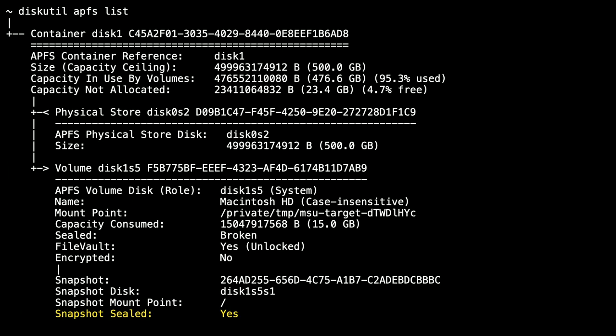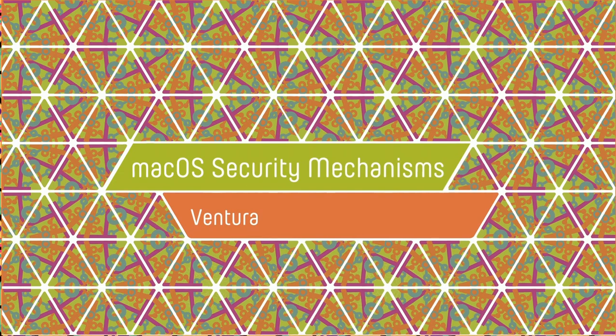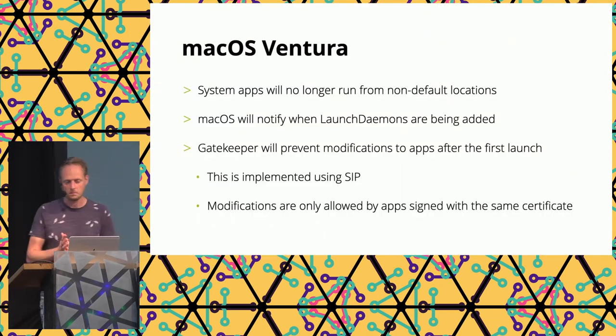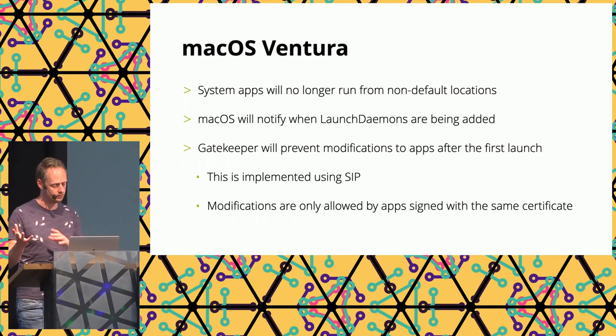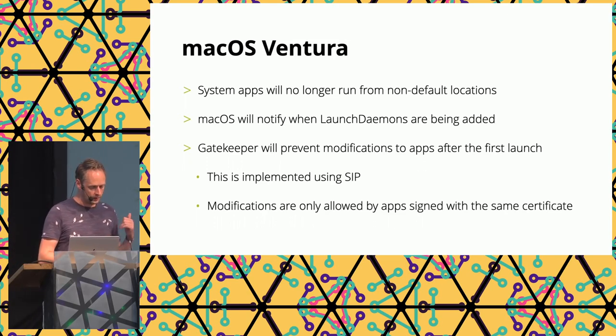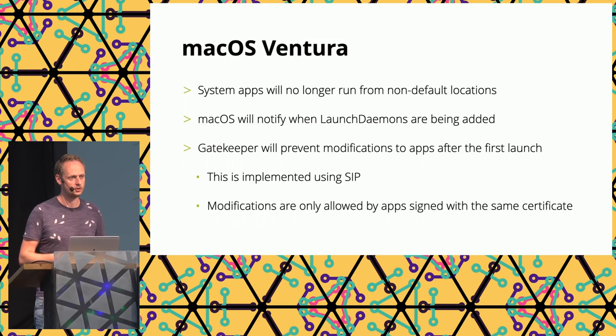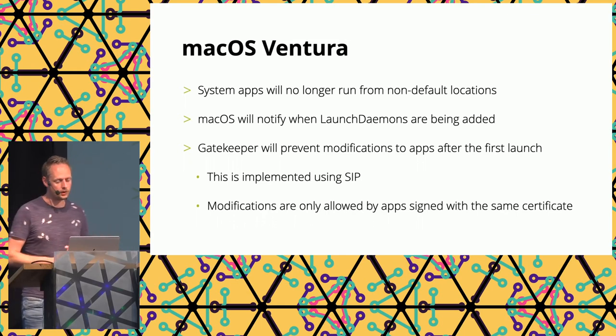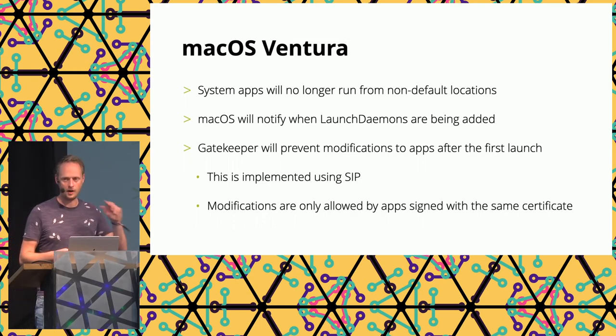So these are the most common macOS local security systems that are trying to prevent attackers from getting full access to your system. The new upcoming version of macOS will have some extra features. I think these are the main ones. The first one is that system apps will no longer run from non-default locations. So if you have a system app and you move it to your home directory, or you copy it to your home directory, it will no longer launch. Secondly, macOS will now notify you when launch daemons are being added to your system. And they will be easier to manage within your system preferences, so you know which applications will start at boot.